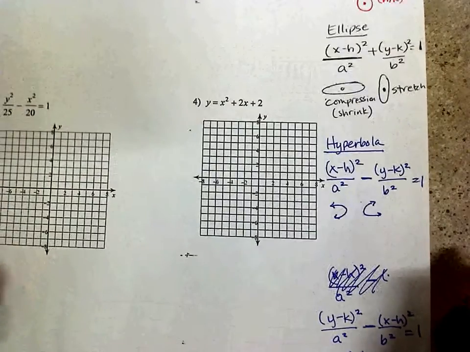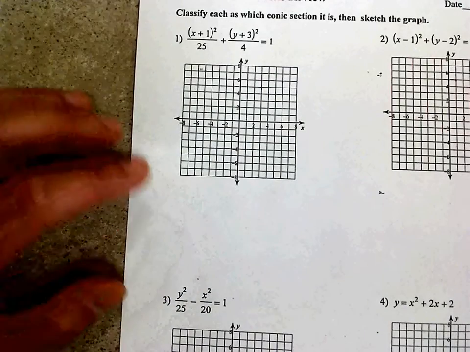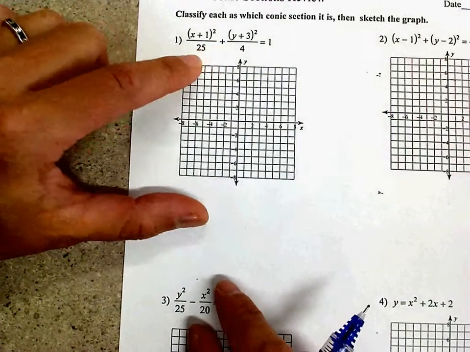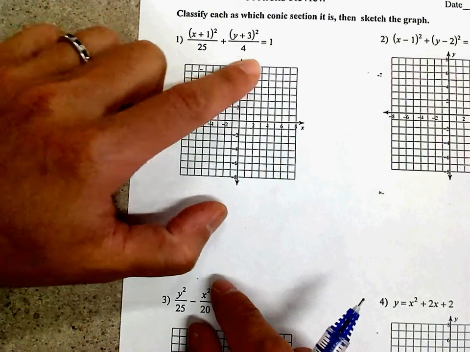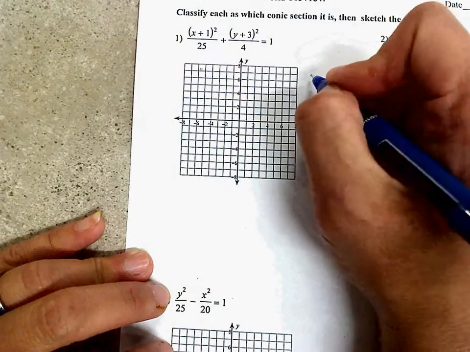Okay? Alright, knowing that, let's look at number 1. You have a plus, you have an a and a b. And this is equal to 1. So this tells you, it says to classify. Here you have an ellipse.